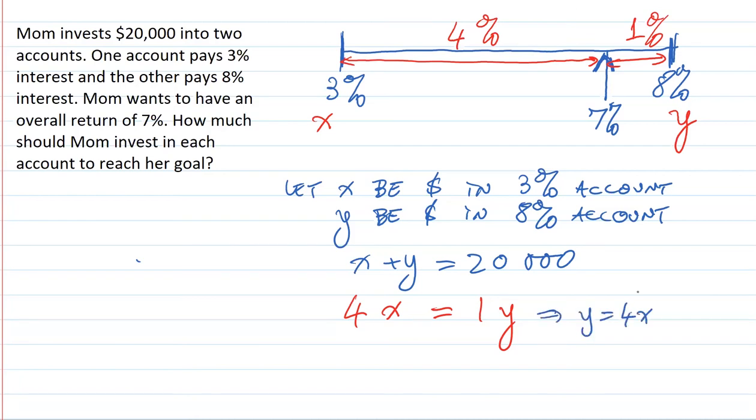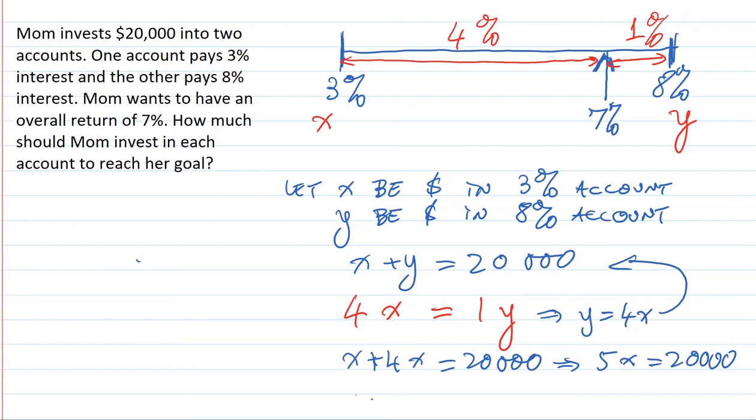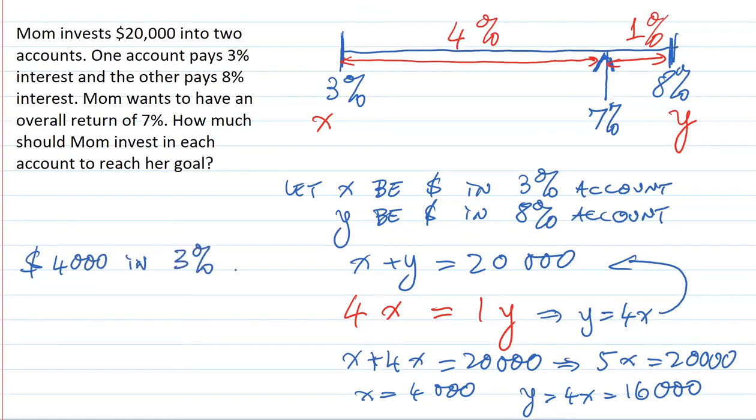I substitute that in here. I get X plus 4X is equal to 20,000, meaning 5X is equal to 20,000. X is equal to 4,000. Y is equal to 4X, so that's 16,000. So the final answer is 4,000 in the 3% account and 16,000 in the 8% account.